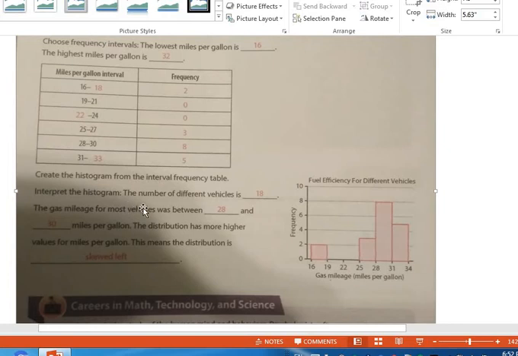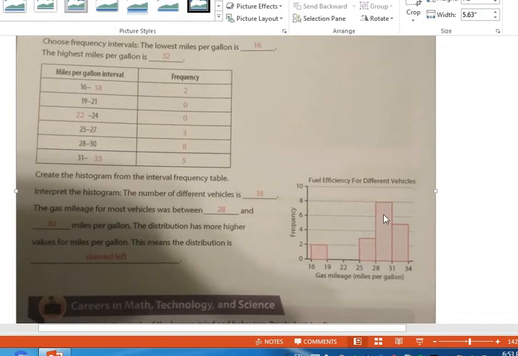Interpret the histogram. The number of different vehicles is what? The total here is 18. The gas mileage for most vehicles was between 28 and 30. Between 28 and 30, this is the peak.